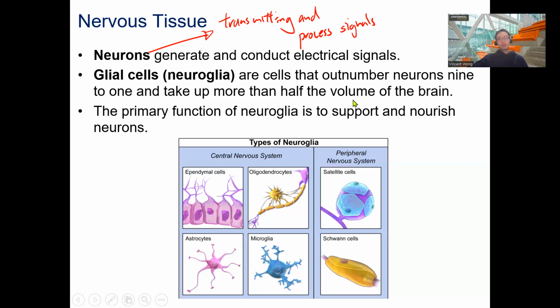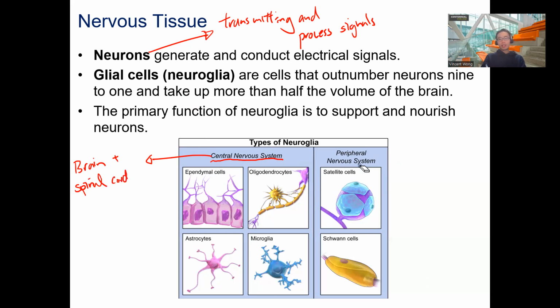So here are some examples of different types of glial cells. You don't have to know them at this point. We're going to introduce them slowly throughout the course. But sometimes you would have a specific type of glial cells for the central nervous system. And maybe we can just define what that is right now. Central nervous system is the brain plus the spinal cord.